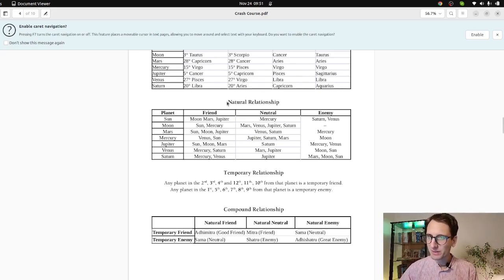So this is the natural relationship table. So this one is important. Then, besides the natural relationship, there is the temporary relationship, and that is based on the position of the planets right now in the sky, or at the time of your birth, respectively. So this looks like this.